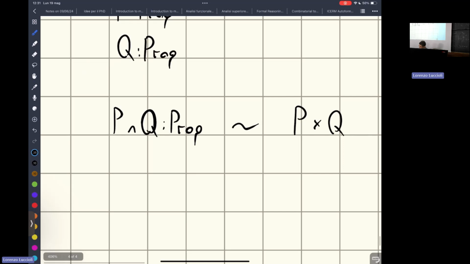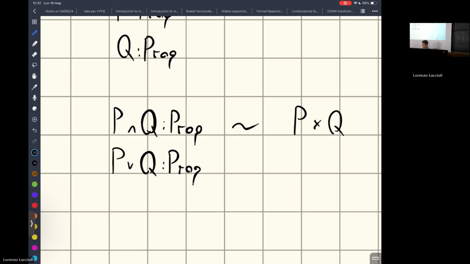What if I have to take an OR? So P or Q is a Prop, of course. And what does it resemble? I have to give either a proof of P or a proof of Q. So basically what you're looking at is the union, the disjoint union of P and Q. And what I think is the nicest is an implication. What does it mean that I have to prove P implies Q?